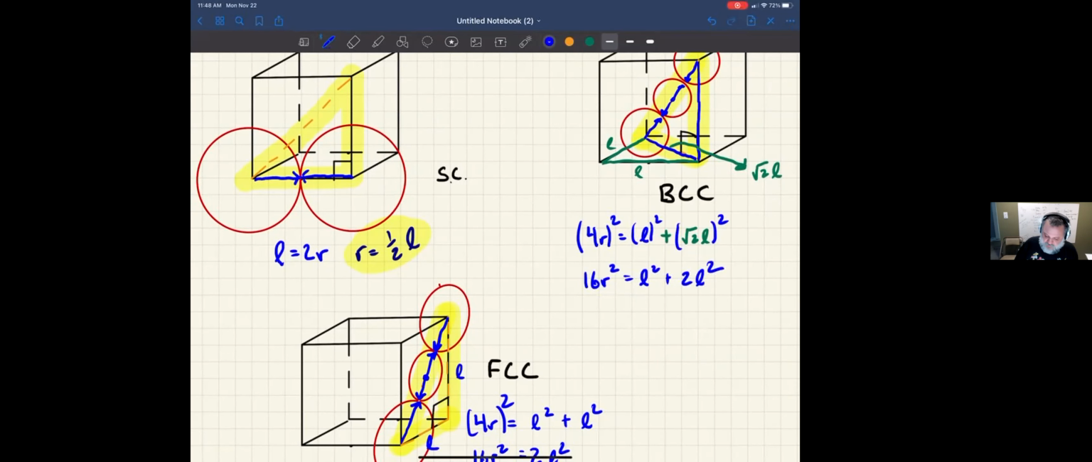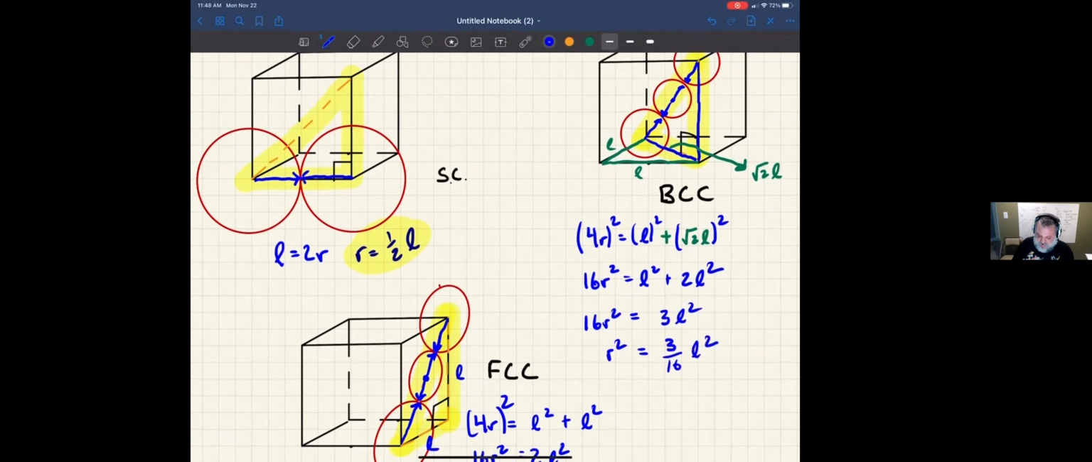Okay, so what do I get on this side? I get 16r squared equals 3L squared. And now I get r squared equals 3/16 L squared. And I have to take the square root of both sides. So r equals the square root of 3/16 times L. And so that's the final relationship.